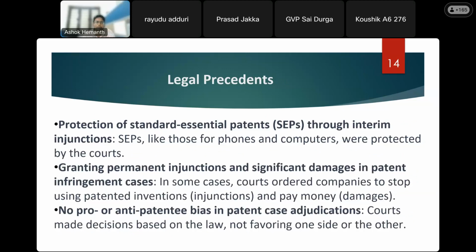Legal precedents means whatever the Supreme Court of India gives will be part of law. So these are the precedents. Through legal precedents, we have brought good changes in intellectual property.